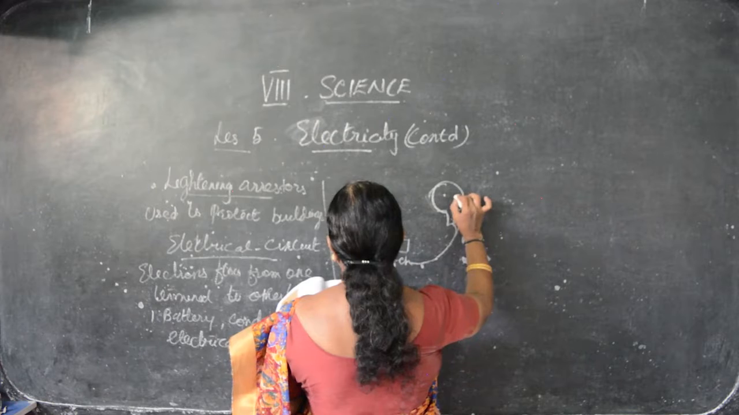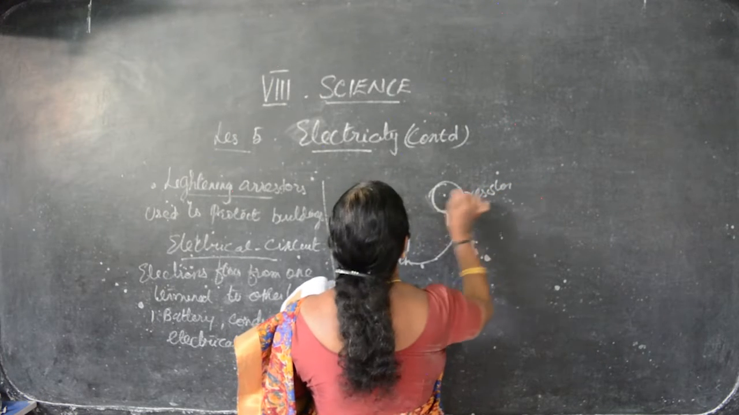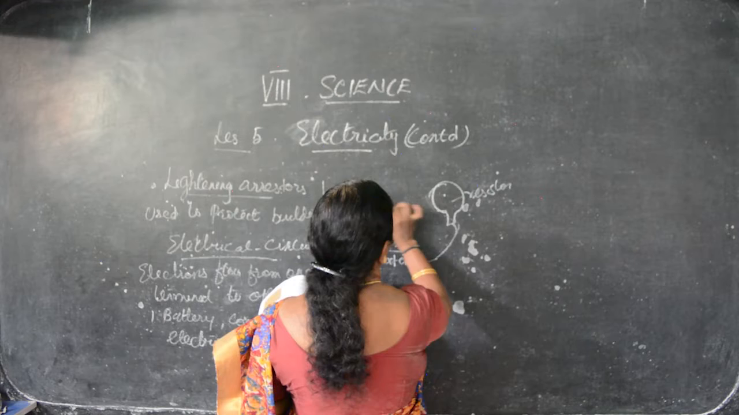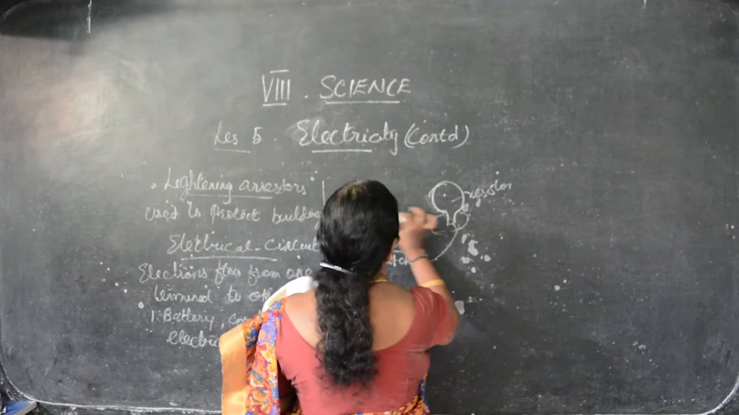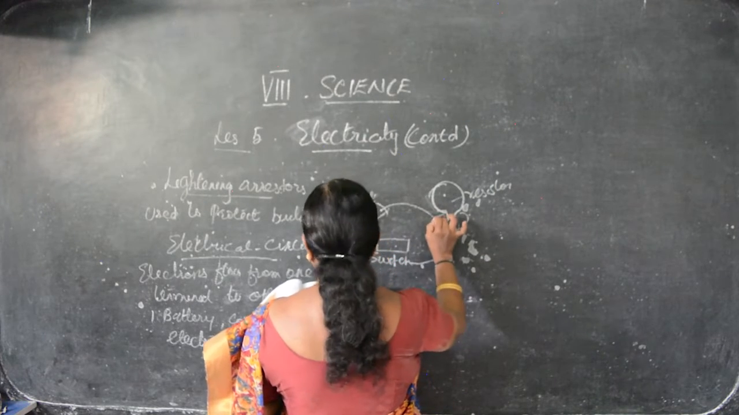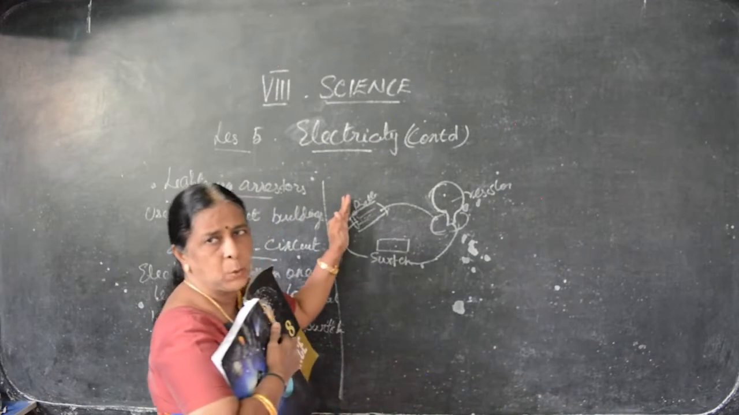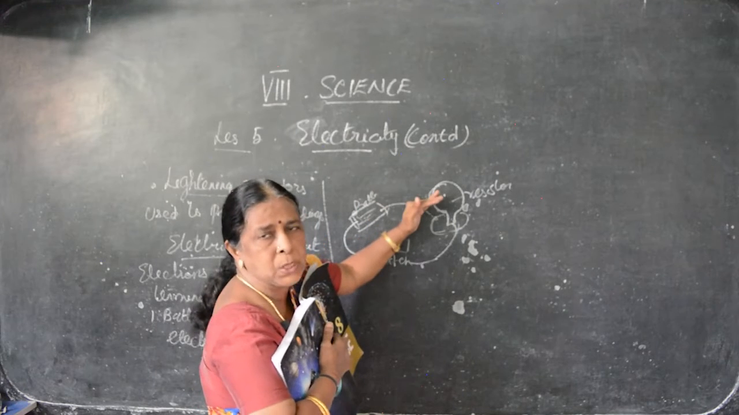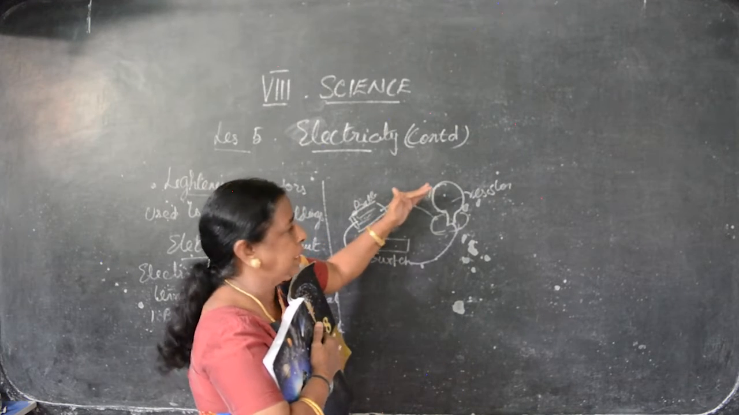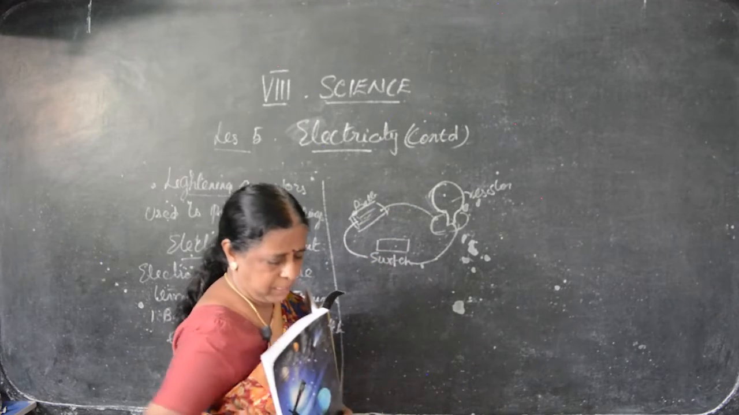This is the resistor, electric resistor. And from the battery again in. From the battery, this is the source of the electricity. It goes to the resistor, it glows. So when it glows, we know it is functioning. When you don't want, you have to switch off. Clear?